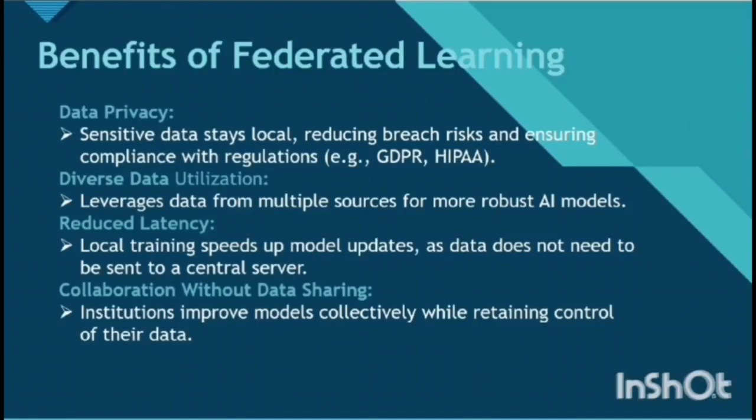And the second one is diverse data utilization. Leverage data from multiple sources for more robust AI models. And the third one is reduced latency. Local training speeds up model updates as data does not need to be sent to a central server. And the last one is collaboration without data sharing. It helps institutions to improve models collectively while retaining control of their data.